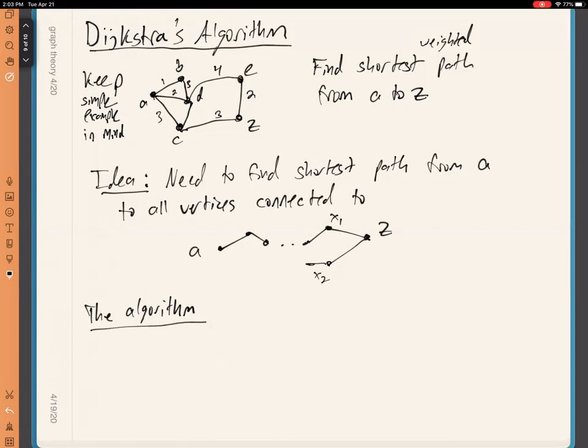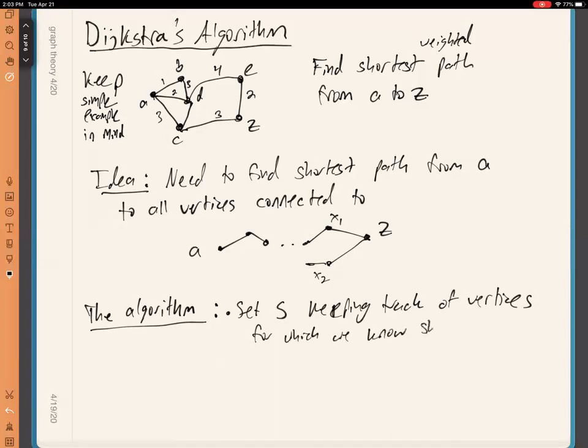Right, and so there's going to be two main objects. We're going to have a set S, which keeps track of vertices of which we know information about the shortest path, right? So keeping track of vertices for which we know the shortest path from A. It's not going to be immediately obvious from the algorithm that the set S that I'm going to talk about actually accomplishes this. It's something you have to prove, which we will prove later on.